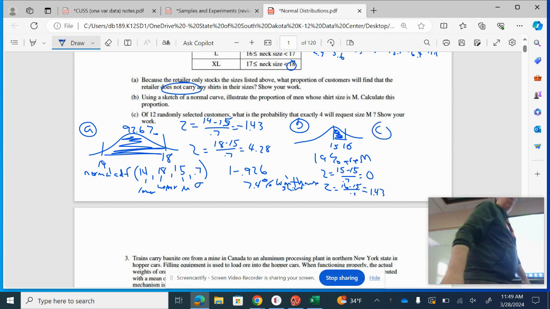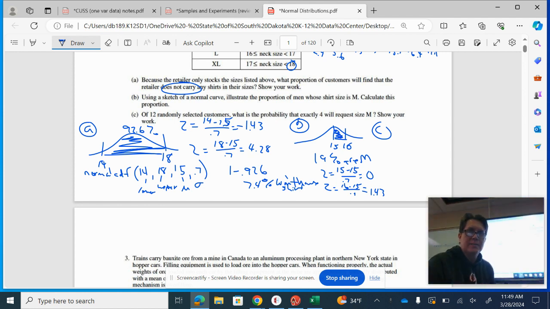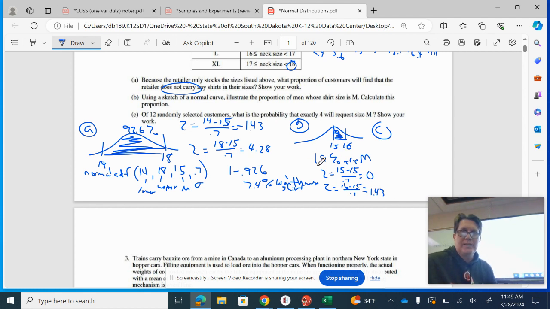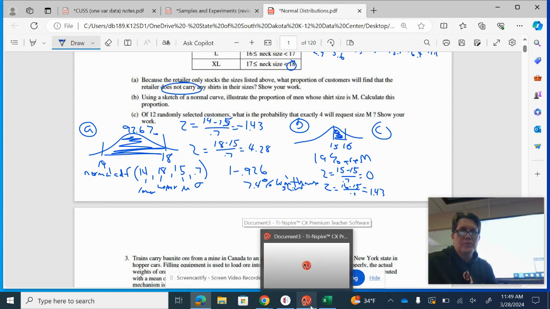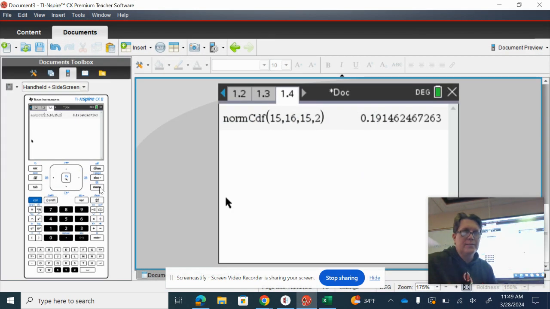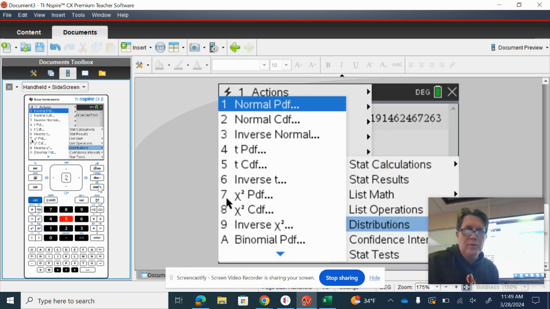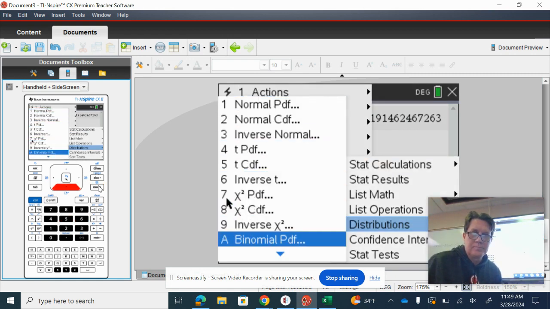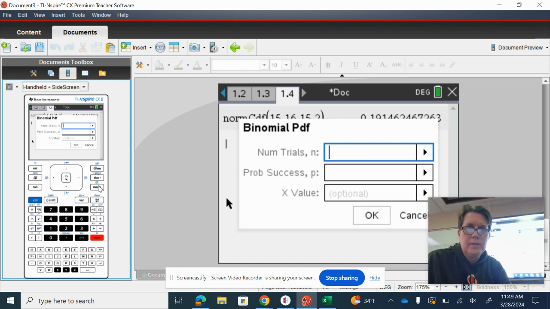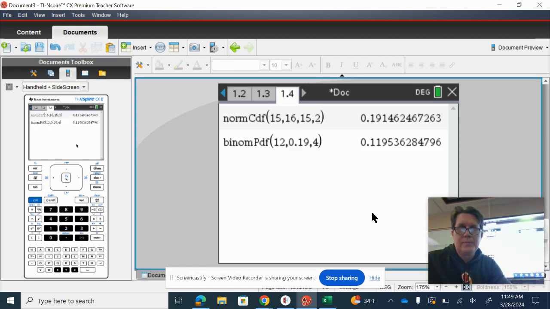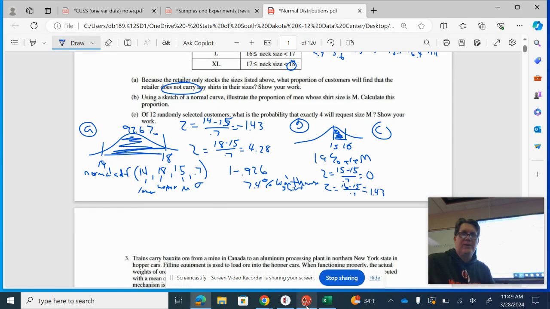Now, this is a probability question. 12 randomly selected customers, what's the probability exactly 4 will request size medium? So we just found that the chance of medium is 19%. Out of 12, what's the chance for 4 to request it? So this one is a binomial PDF. We have 12 customers, 19% chance of success, and exactly 4 request medium. So it's about 12%, 0.1195.